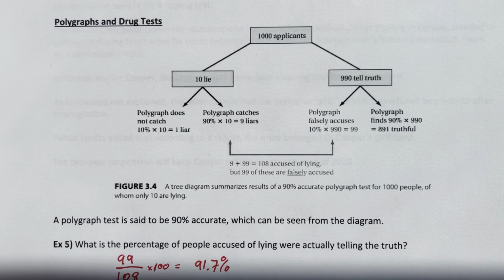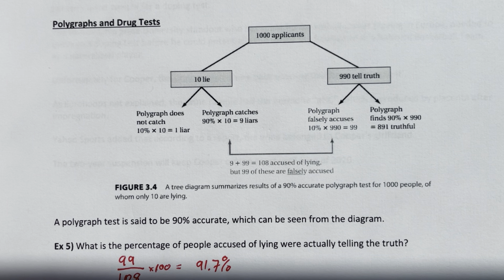All right, polygraphs. We have a polygraph. This one's 90% accurate. So we are testing 1,000 applicants. 10 of them lie. 990 tell the truth. Well, because it's 90% accurate, we catch 9 of the liars. 1 of them slips through. Out of the 990 people telling the truth, our polygraph tells us that 891 are truthful and 99 are lying, even though they actually did tell us the truth.